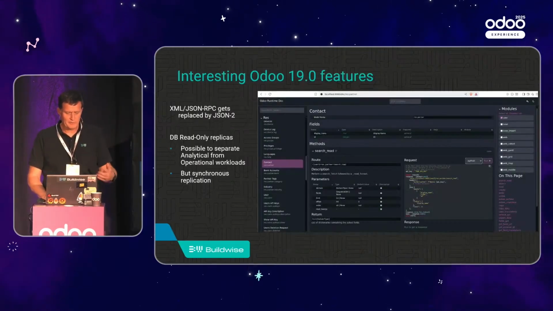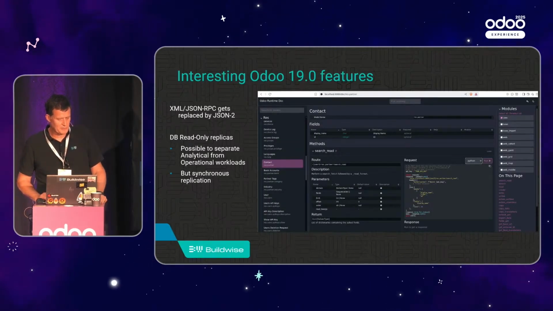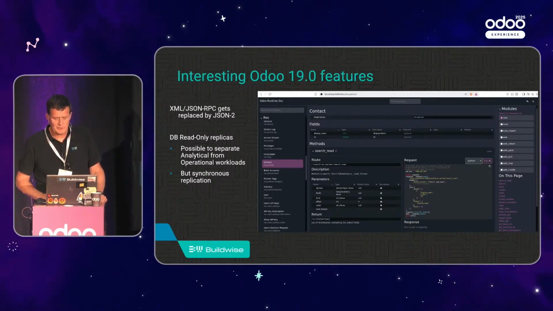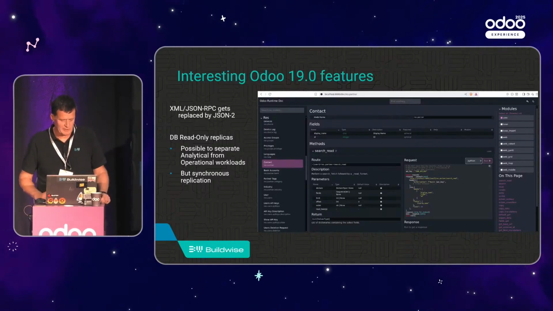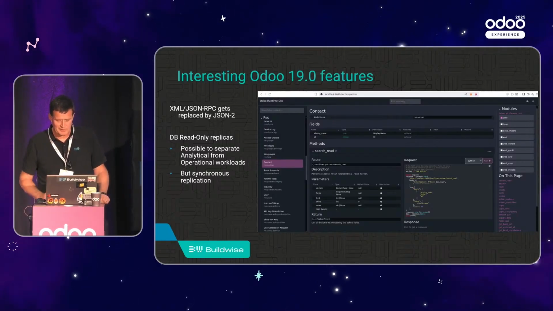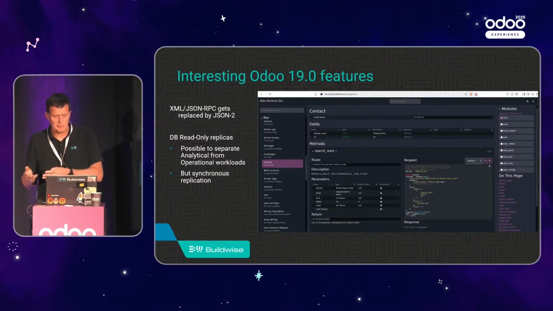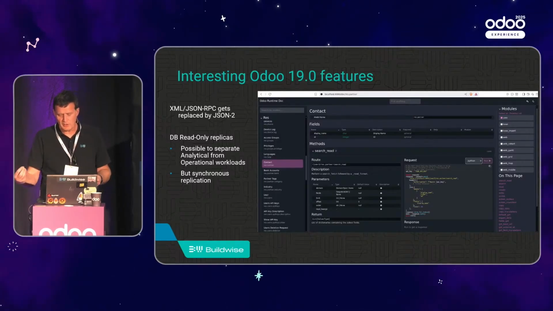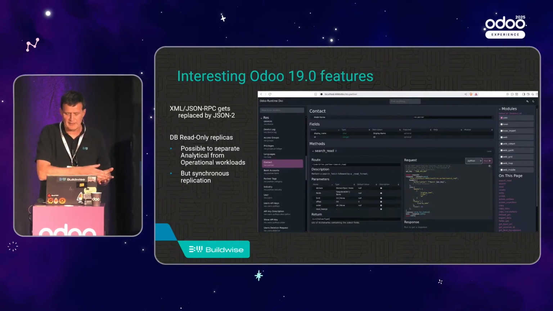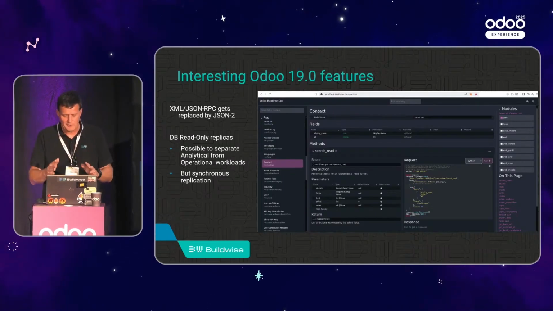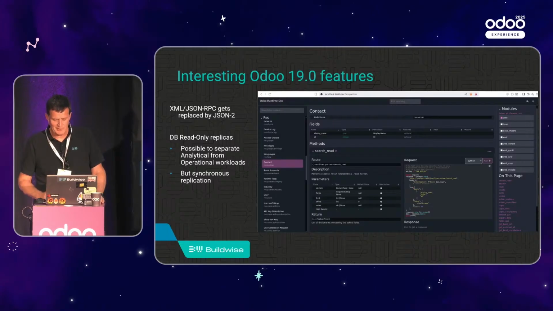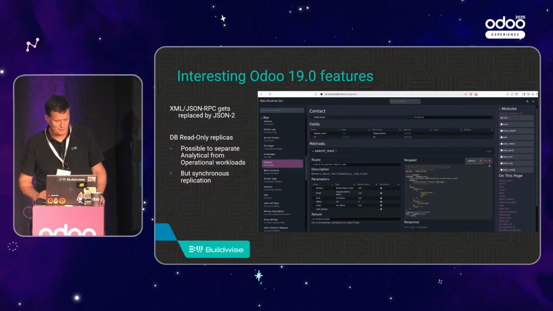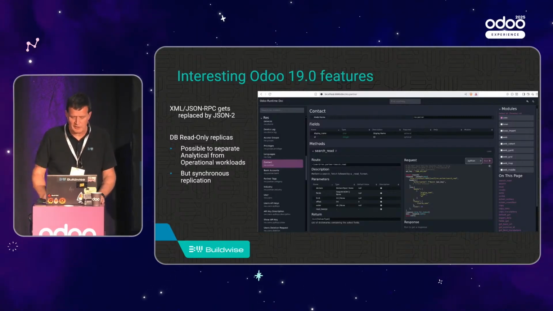During this conference we had a lot of information about Odoo 19, and there are some new features that are interesting for master data management. The first thing that is interesting is that XML RPC is going to be replaced by JSON2, and it will be much easier to invoke a method within Odoo from an external system. This is really a very good feature, and we look forward to dropping XML RPC in favor of JSON2.